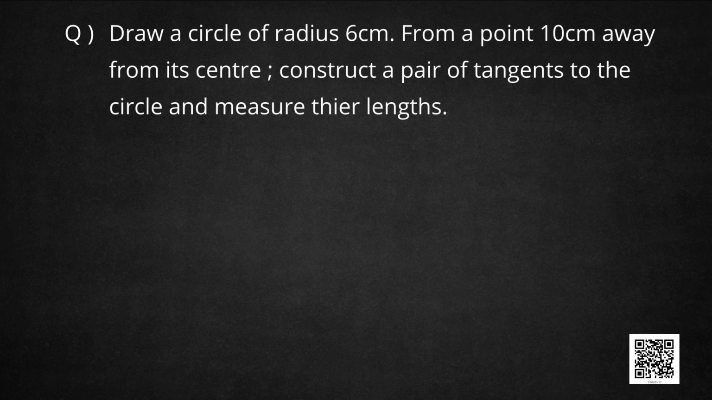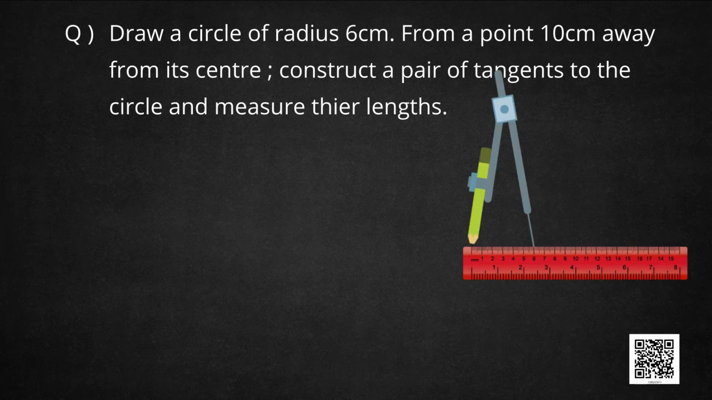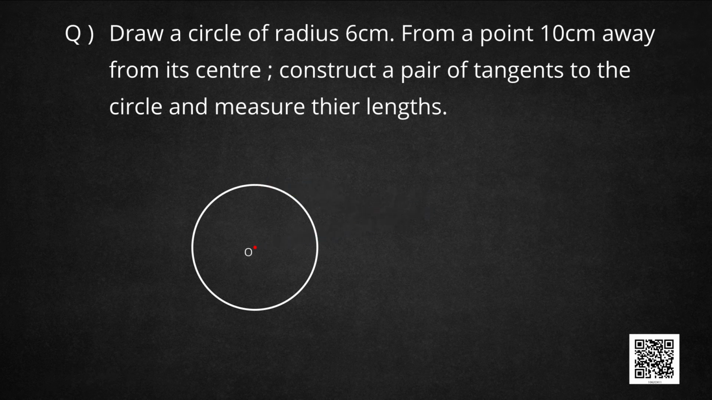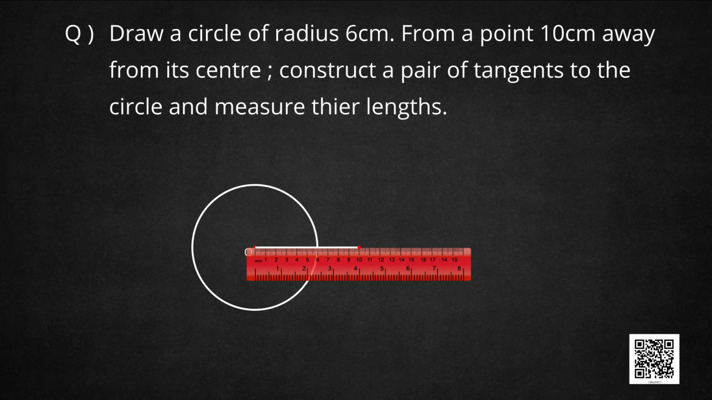Let us do this question. Draw a circle of radius 6 cm from a point 10 cm away from its center. Construct a pair of tangents to the circle and measure their lengths. So children, open your compass to a radius of 6 cm and draw a circle. Name the center, say point O. With the help of a scale, take a point 10 cm away from O, say point M.